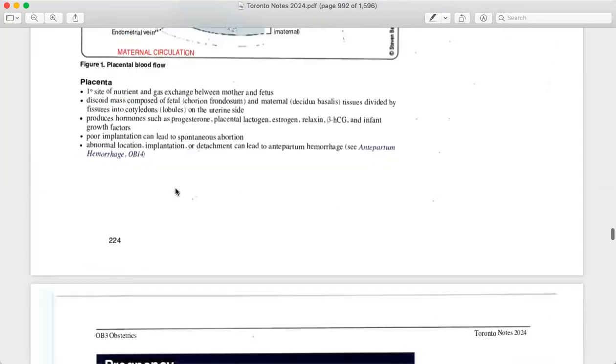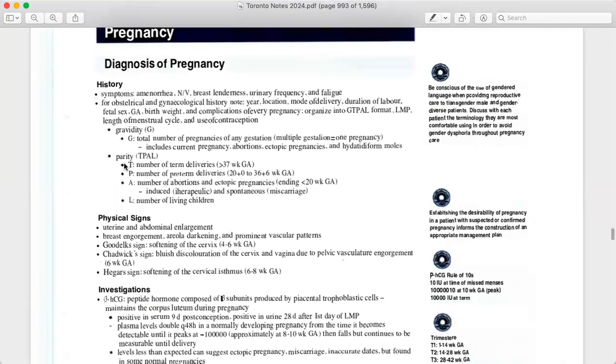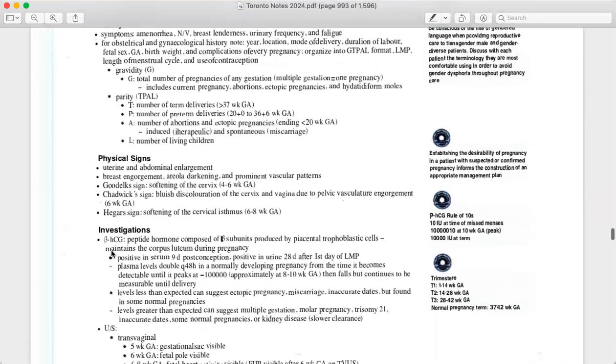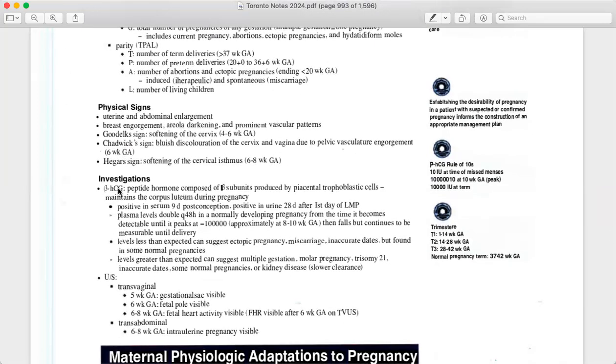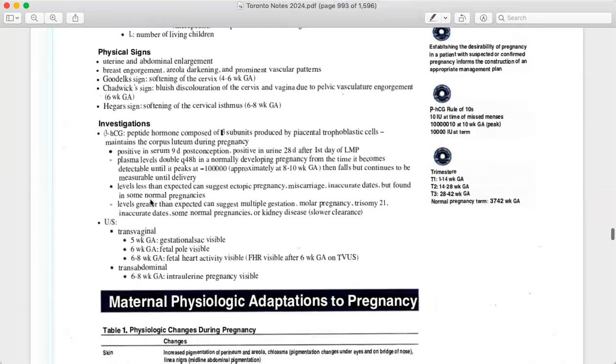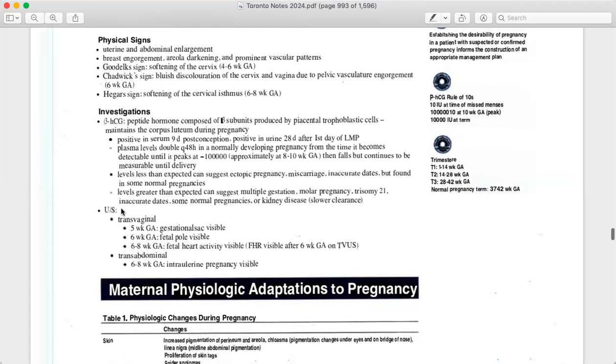Coming to the basic anatomy review, you can just skip this one. Coming to here, diagnosis of pregnancy, definitely something about this investigation. So beta HCG, you are going to look into that one and see positive in the serum. When is the serum beta HCG going to be positive? On the 9th day post-conception. That's it. And we are going to start with this one, ultrasound transvaginal. When is it diagnostic and when is the next one?